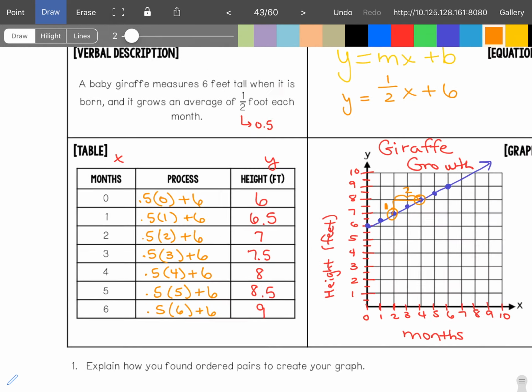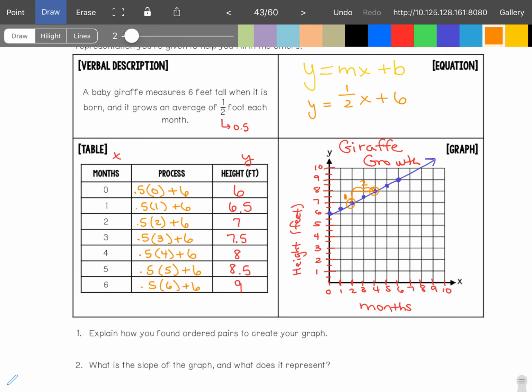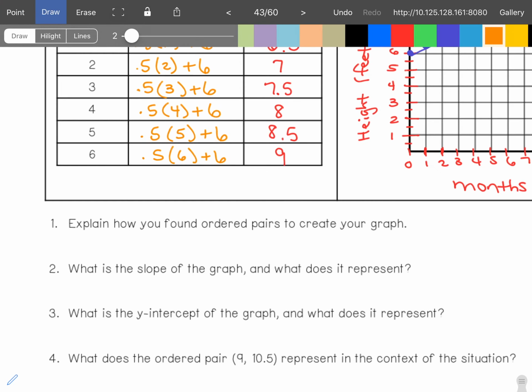Okay, so now that one is finished, but we have to answer some questions. So the first one says, explain how you found ordered pairs to create your graph. So how did we know where to plot these points? Where did we look? The x and the y. Good, the x and the y values in the table. Good.